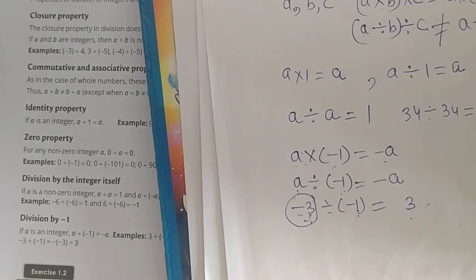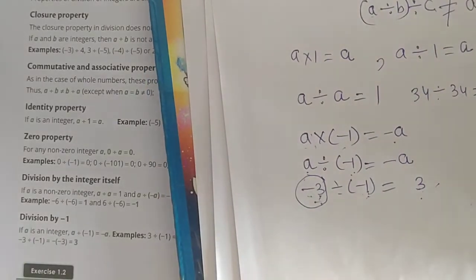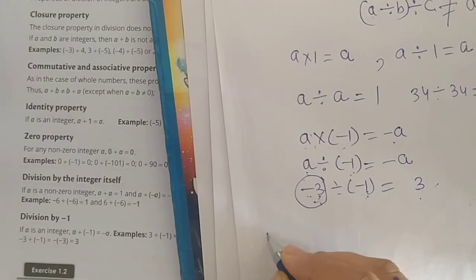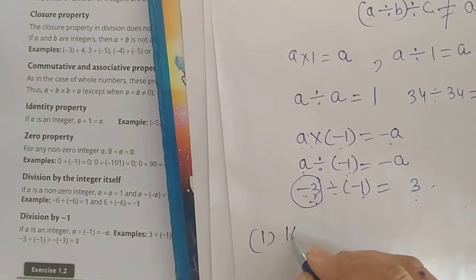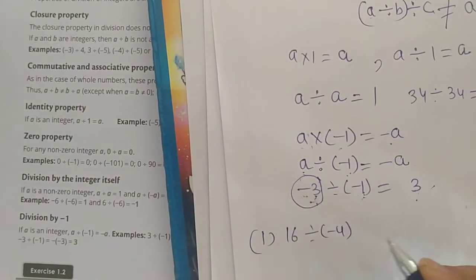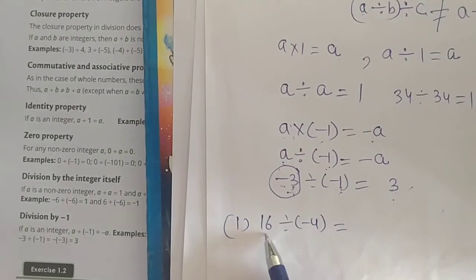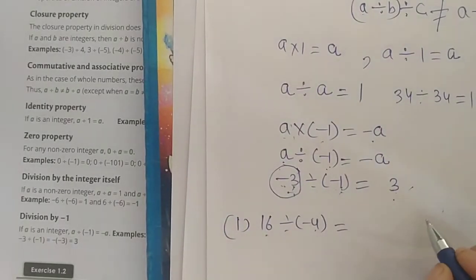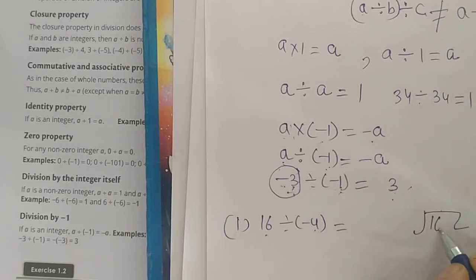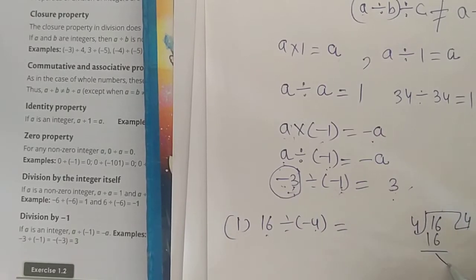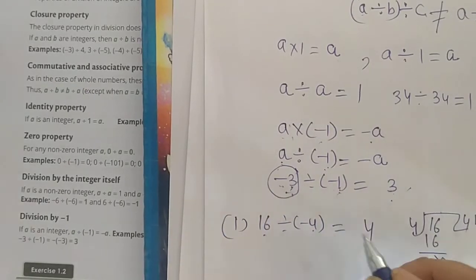Now we will do exercise 1.2. In 1.2, the questions are very easy. Suppose the first question is 16 divided by -4. Then 16 divided by 4, you can do it like this also. 16 divided by 4, then 4 fours are 16, so 4 is the answer.